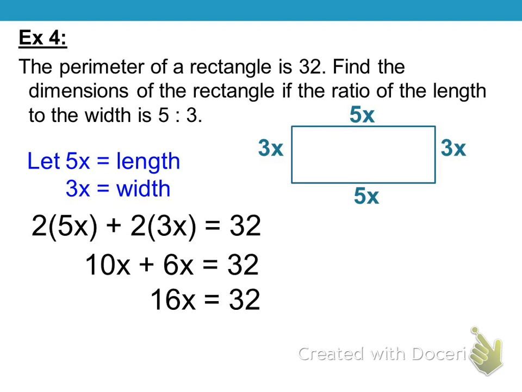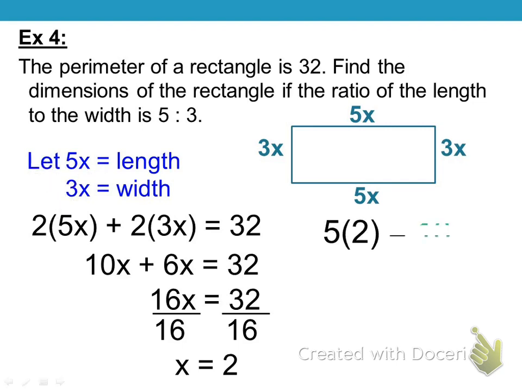X is going to equal 2, but that's not our answer. What do we have to do with that information? Yeah, put it right back up here. So my length is 10 and my width is 6.